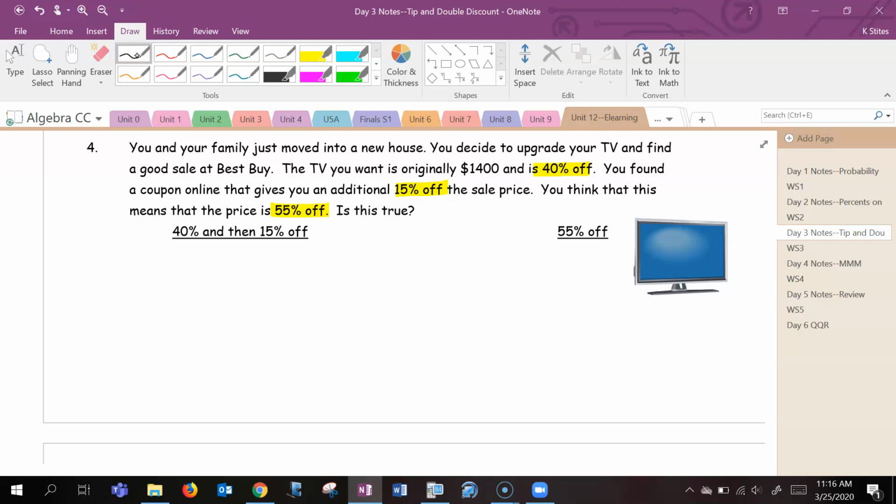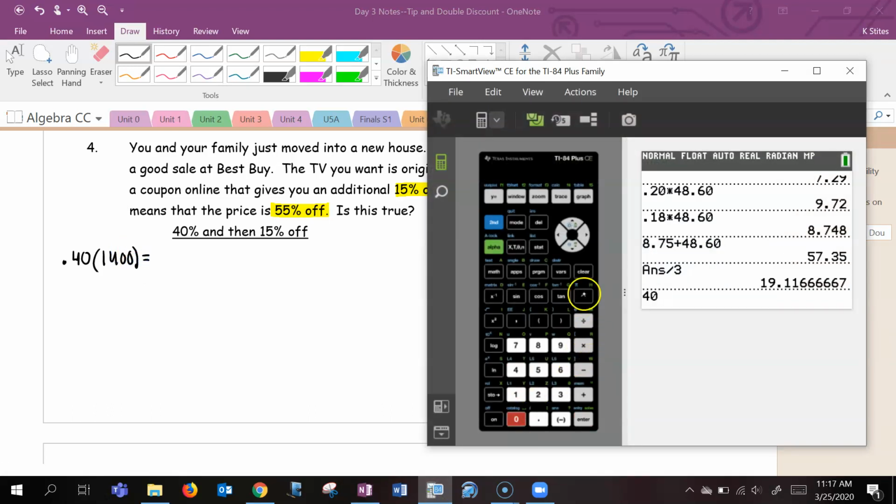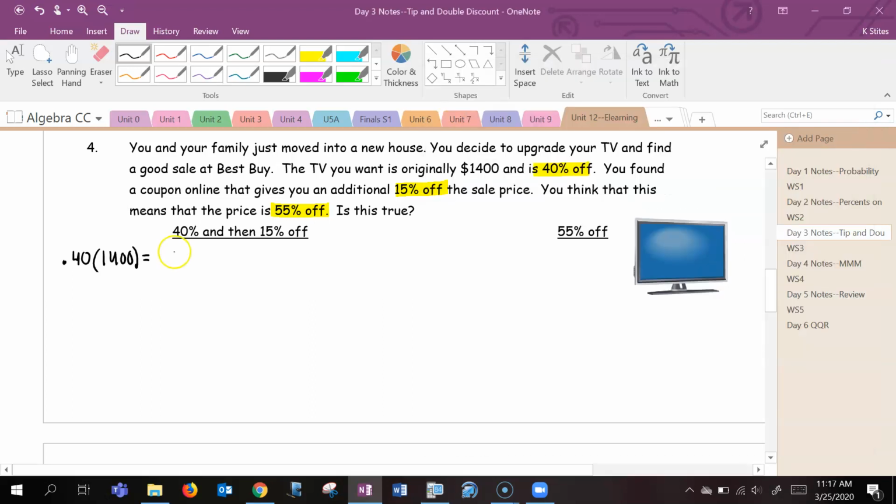We are getting 40% off your $1,400 TV. So let's do that first. 0.40, that's my 40%, times 1,400, same as what I did above. Okay, so that's $560. Now be careful. This is not the price of the TV. This is the discount that you're getting. This is how much money we're taking off.